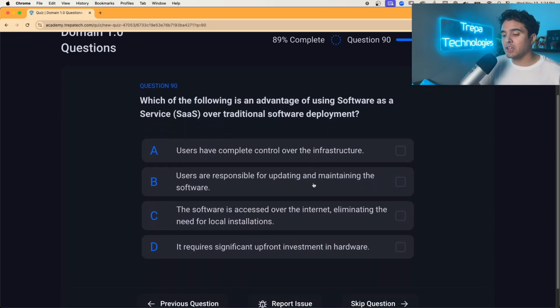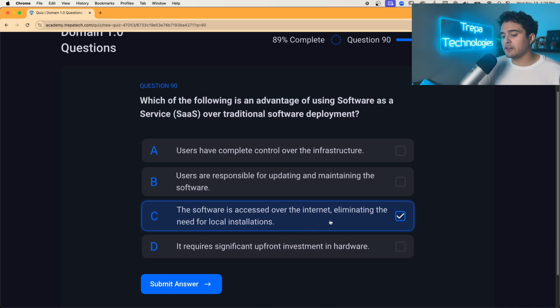Question 90. Which of the following is an advantage of using SaaS, software as a service, over traditional software deployment? It's the simplicity, right? It's the simplicity of us not managing our own LDAP or Active Directory domain, and just renting Google Suite, buying G Suite. So also, it's always accessed over the internet, because that's the thing. It's going to be C. But yeah, software is accessed over the internet, eliminating the need for local installations.